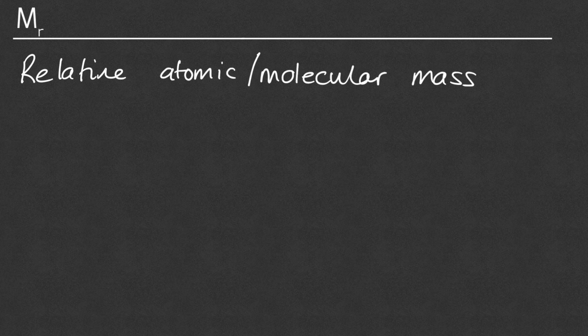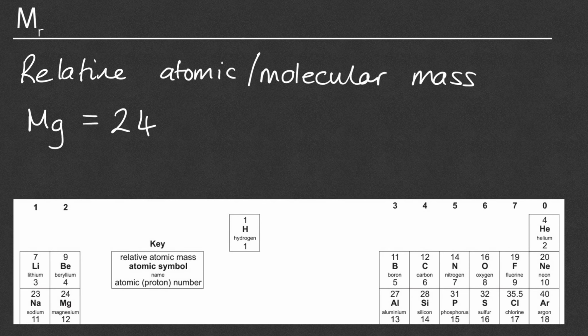So MR stands for the relative atomic or molecular mass. I'm going to look at an example of what this means. For the element magnesium, it just has a relative atomic mass of 24, so we could almost say its relative atomic mass is just 24. There's no calculation to do here, and we can just find the values straight from the periodic table.